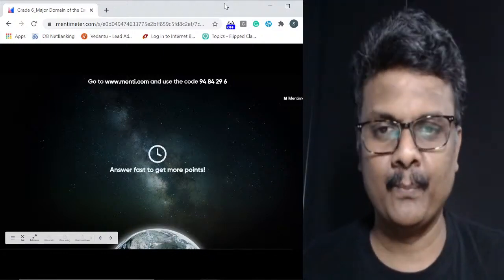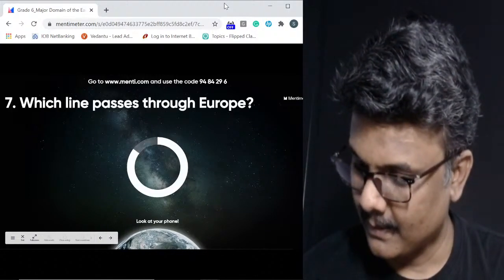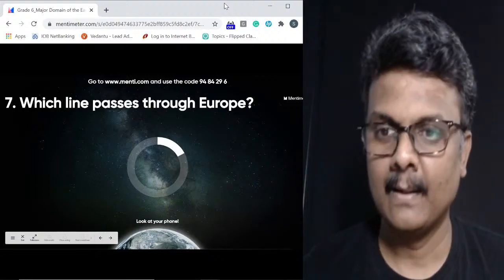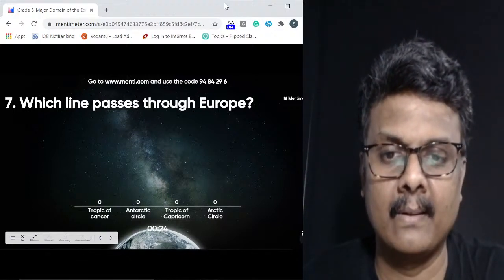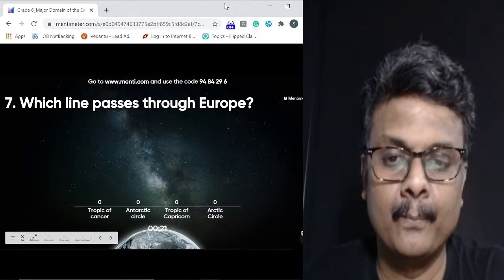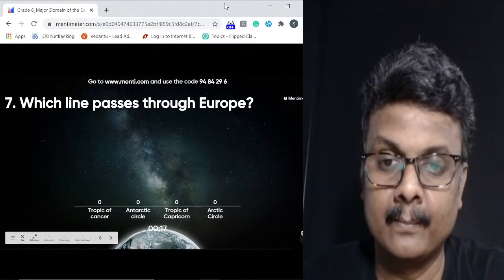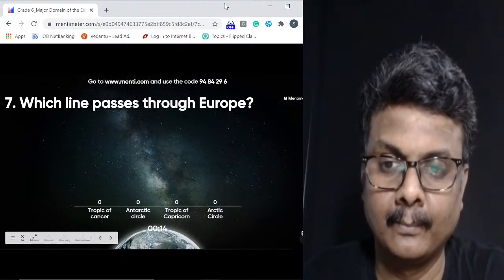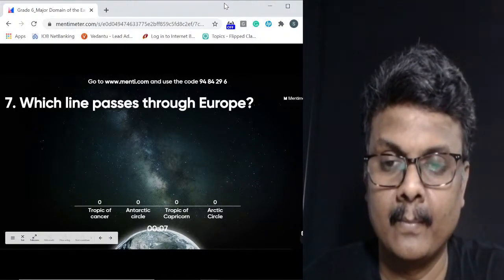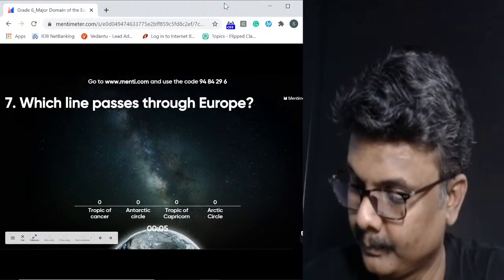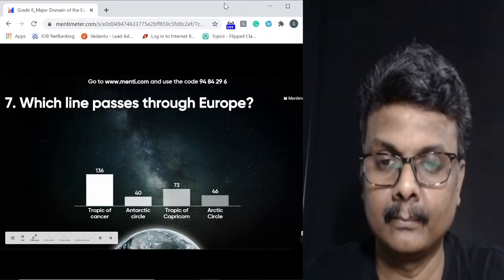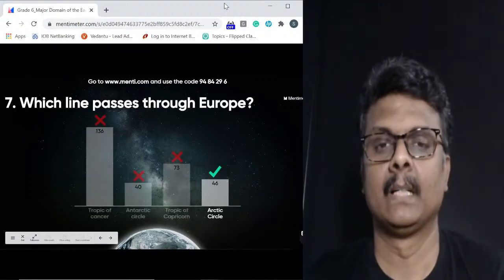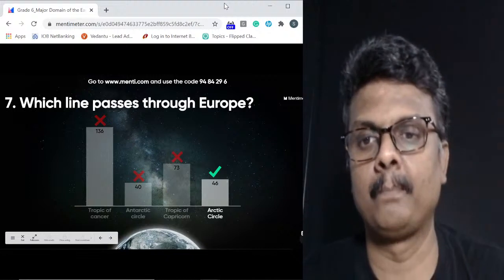7th question. Here we go. Which line passes through Europe? Tropic of Cancer, Antarctic Circle, Tropic of Capricorn, Arctic Circle. Europe. Arctic Circle passes through Europe.